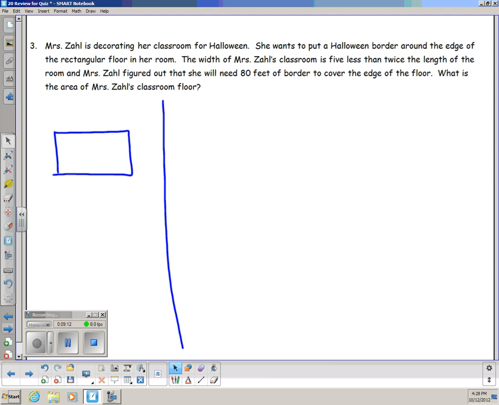So it says the width of Mrs. Zoll's classroom is 5 less than twice the length of the room, and some other stuff. I stop reading right here, okay? The width of Mrs. Zoll's classroom is 5 less than twice the length of the room. What object comes at the end of that sentence? Well, it's the length of the room. The length comes at the end of that part of the sentence. So that's going to be X. So X is going to be the length of the room. I'm just going to write length because we know it's a room.